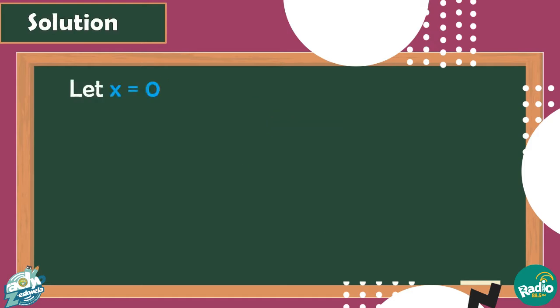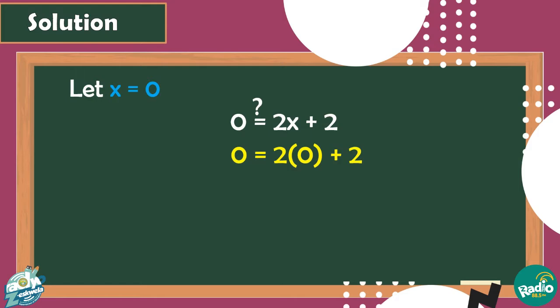The third value of x is 0. By copying our given equation, 0 = 2x + 2, and substituting the value of x, which is 0, the equation becomes 0 = 2 times 0 + 2. By simplifying, we get 0 = 2.